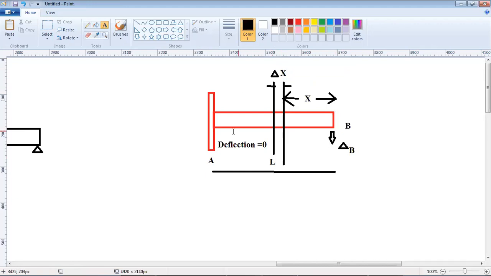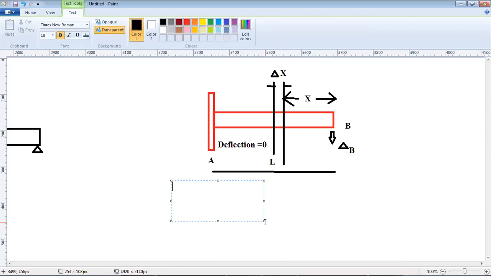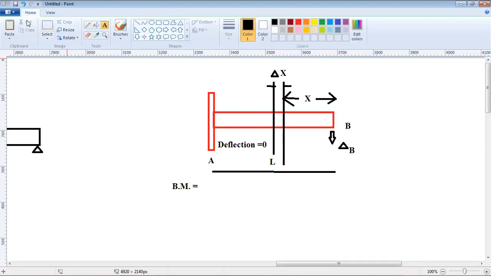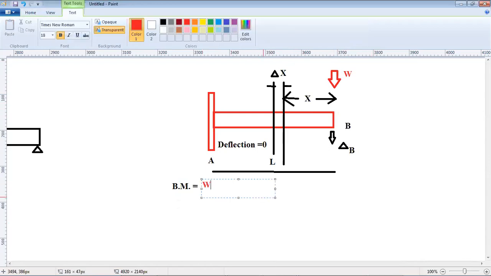Now, what is the bending moment at any section here? At any section X, it would be the load times X. Now, how much is the load? The load is acting at the end. If this load is, for example, W, the bending moment at section X would be W into X. So the bending moment at section X is W into X.